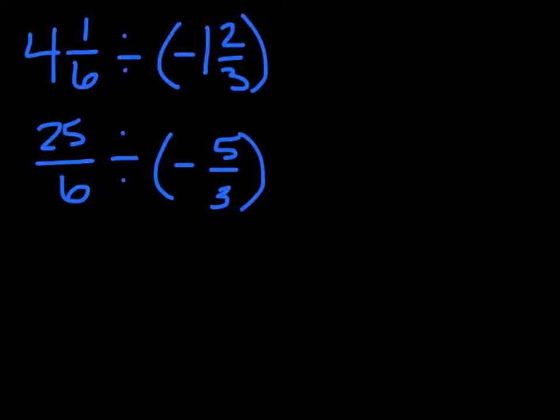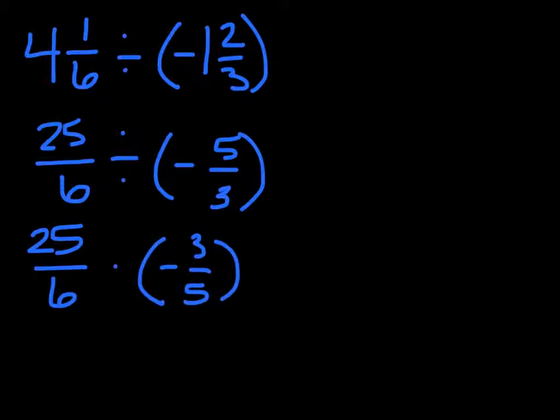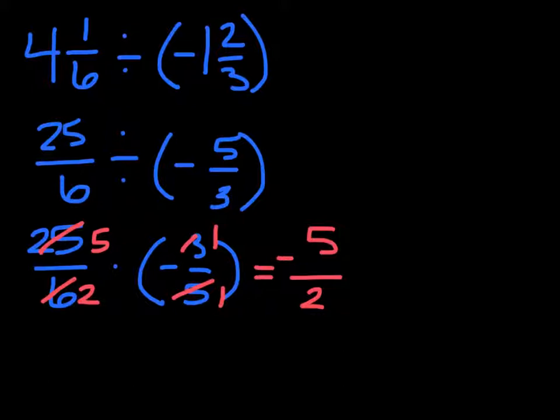Our next step is to multiply by the reciprocal, which is -3/5. Let's cross-reduce, giving us 1 and 2 and 1 and 5, which gives us a product of -5 over 2, which we will then convert back to a mixed number, which is -2.5. So our quotient is -2.5.